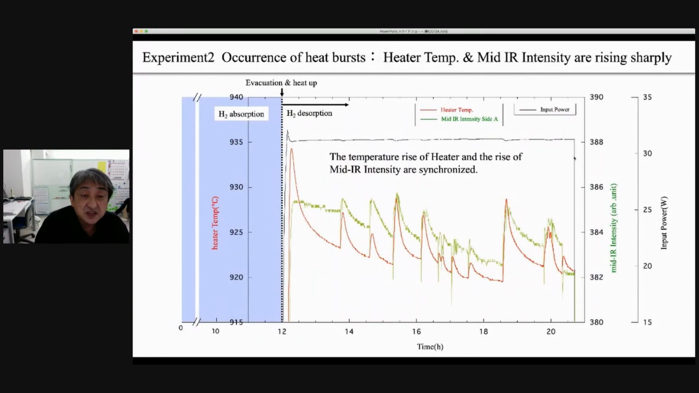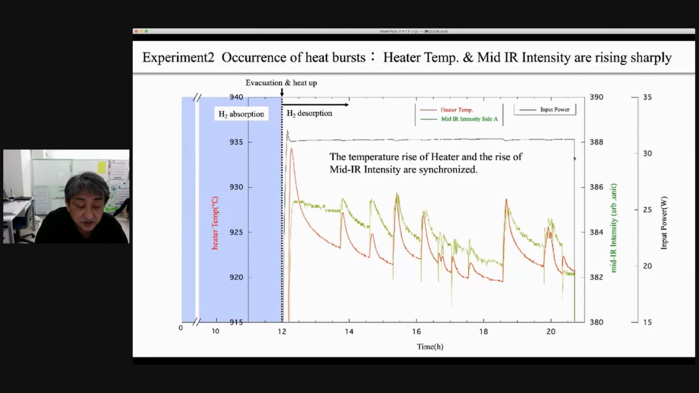And these are the experimental results using copper, nickel, and calcium oxide multilayer films. The red line is the heater temperature, the black line is the input power, and the green line is the mid-infrared intensity. The hydrogen absorption was started at time 0, and 12 hours later, we evacuated and heated up the sample and kept the input power at 31 watts.